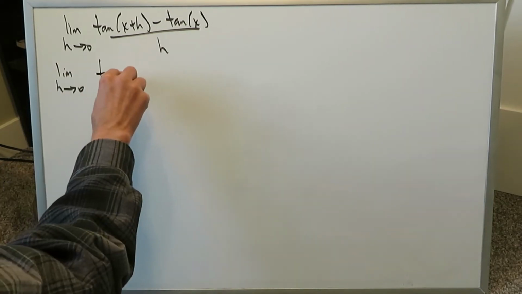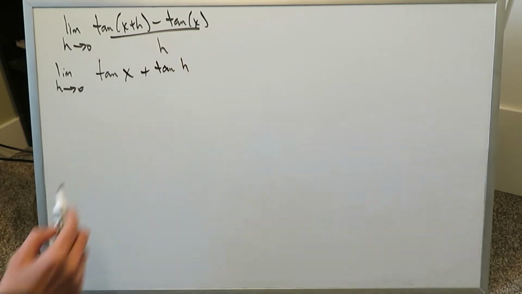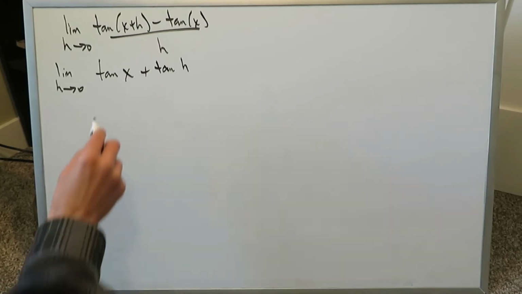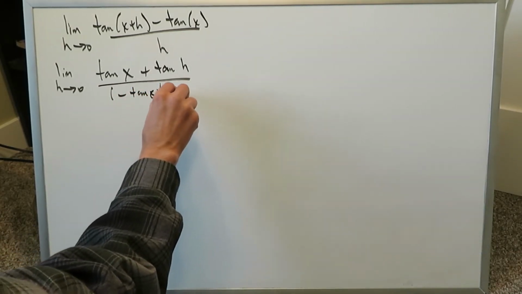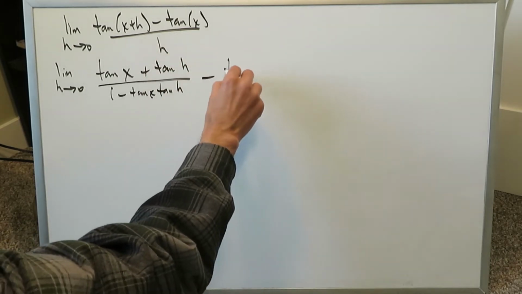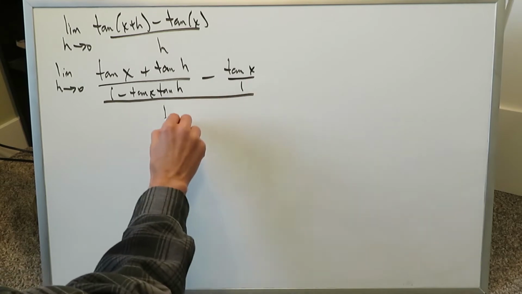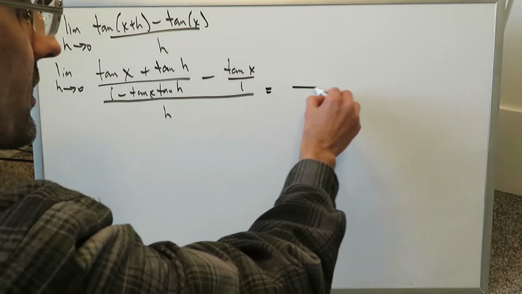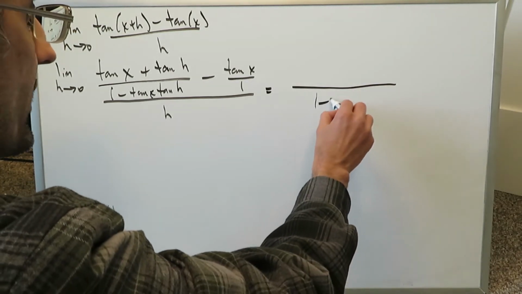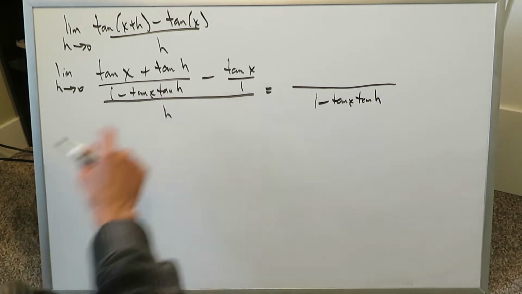When we open it up, I showed you what it gives out: tan x plus tan h. I showed you that at the beginning of this video. Tan x plus tan h over 1 minus tan x tan h. We have this minus tan x still in the numerator. We'll put an over 1 over here, and we have all of this over h. We have to do a common denominator here in the numerator, and it will be work, but it'll be worth it. We have 1 minus tan x tan h as our common denominator.